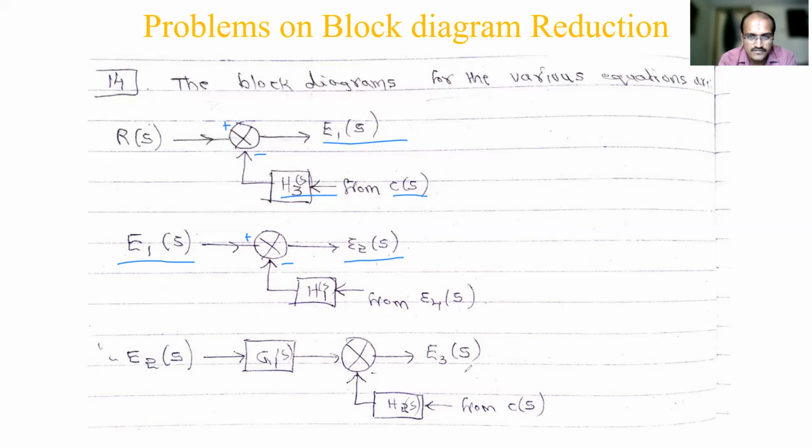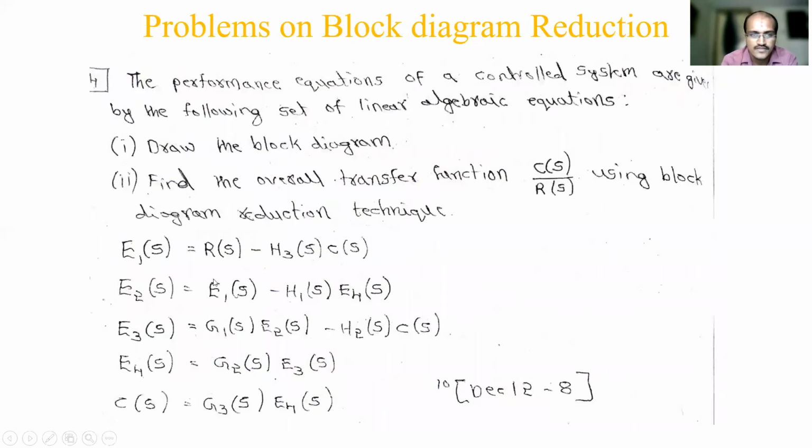Then the third one, E3 of S is the output, and its first part is G1 of S into E2 of S. That means E2 of S is the input, the output of this summing point. Then there is a G1 block, so its output is now E2 of S into G1 of S. It should be subtracted, minus H2 of S into C of S, which is again coming from C of S. So this is how we have constructed the 3 system equations or algebraic equations. So see here.